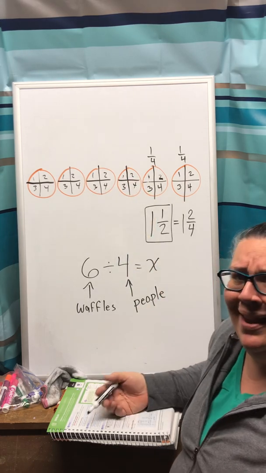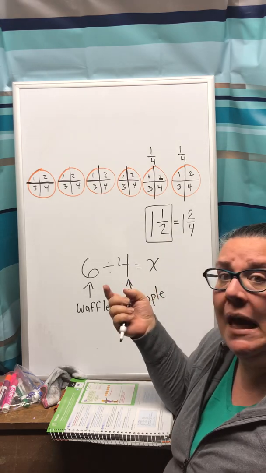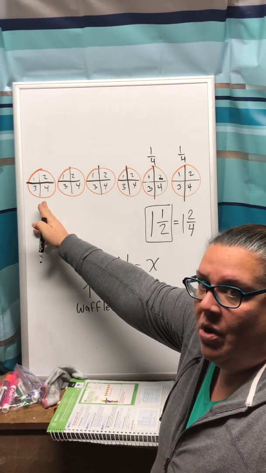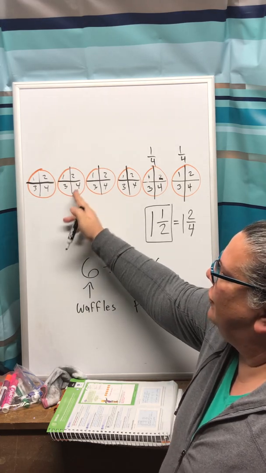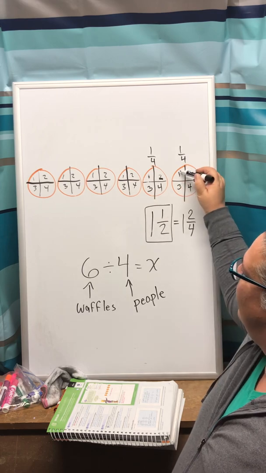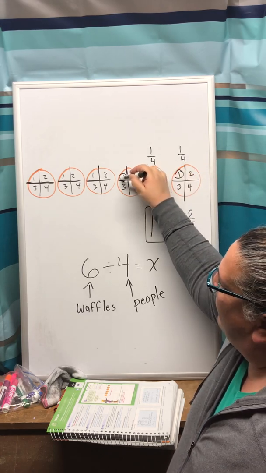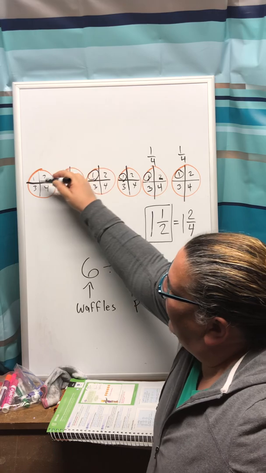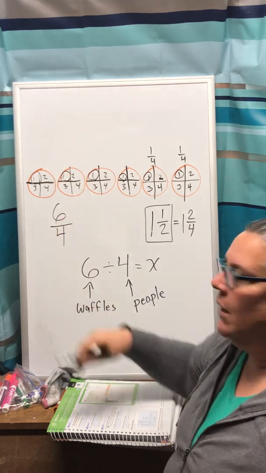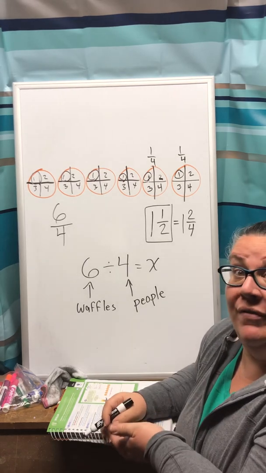And then when I'm thinking about it, if I focus on person number 1, for example, they're getting 1/4 from here, 1/4, 2/4, 3/4, 4/4, 5/4, 6/4. That's only person 1 that we're looking at, remember. So person 1 is getting 6/4 of the entire thing of waffles.